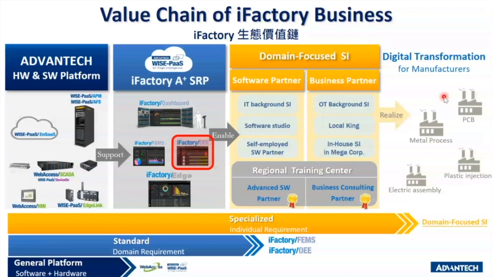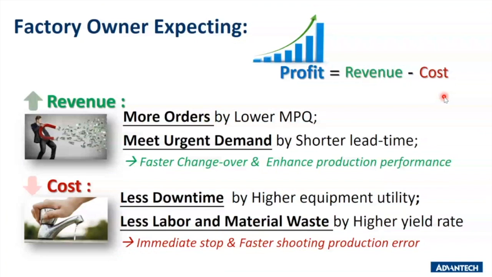So this is an interesting page. What is the factory owner really expecting? They are definitely looking at getting more profit. So how do they get more profit? By having their revenue go up and cost go down, right? Of course, they are looking at how can we have more orders with lower minimum production quantity. How do they meet the urgent demand with shorter lead time? All this will help them achieve faster changeover and enhance their production performance.